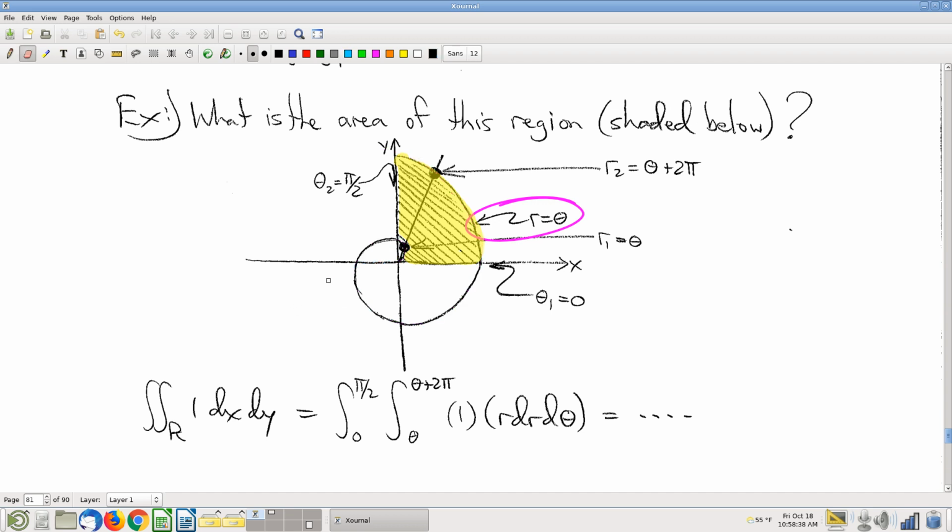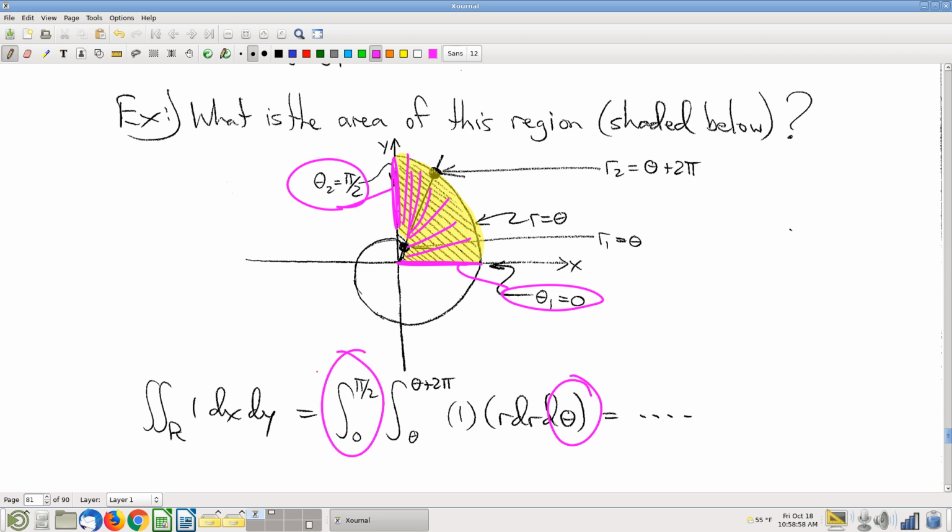But what do you do? Well, in polar coordinates, it just works out pretty nicely. In polar coordinates, the theta bounds go from 0 to pi over 2. And then let's look at a single value of theta, somewhere in there, some value of theta.